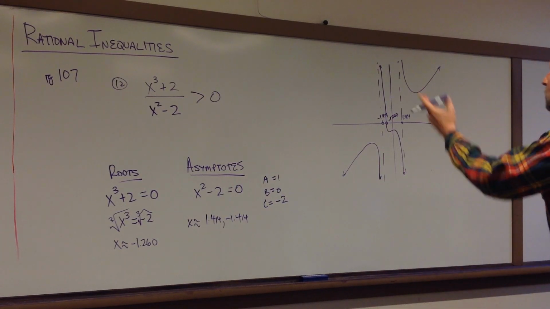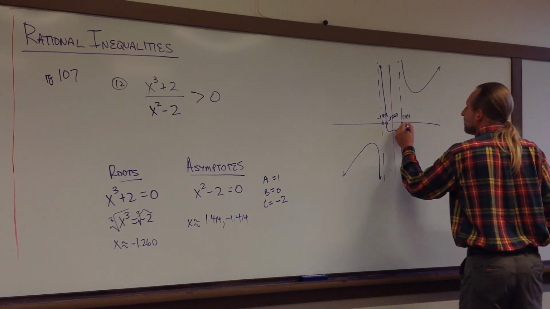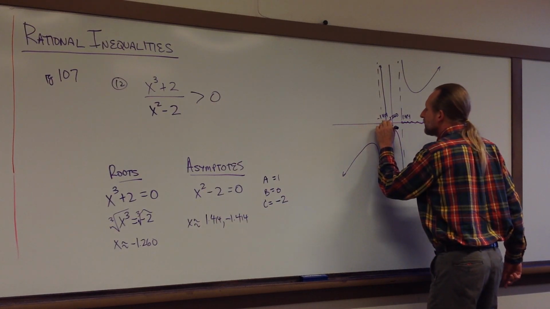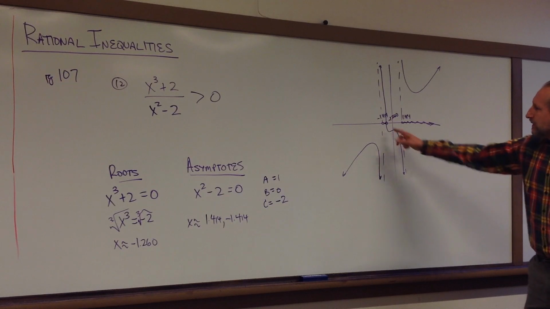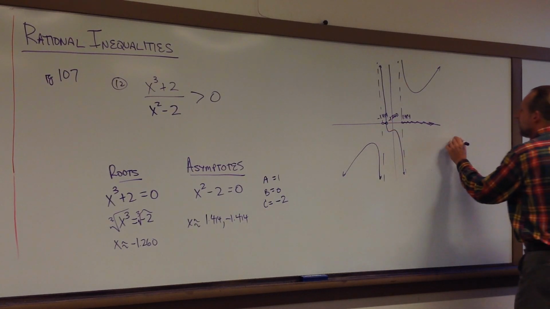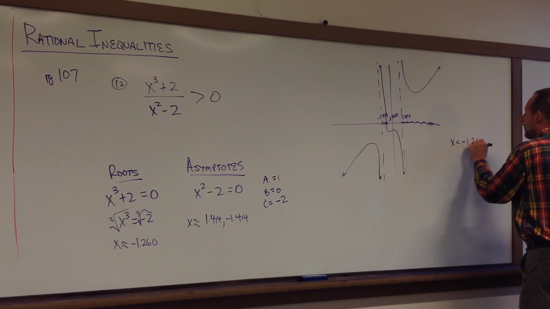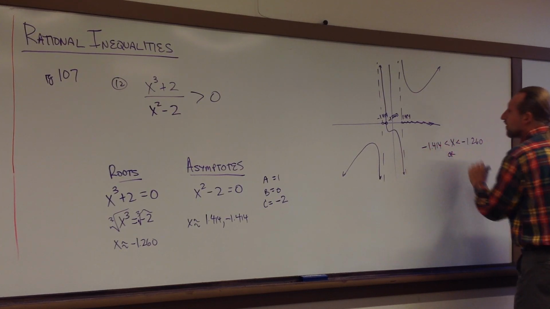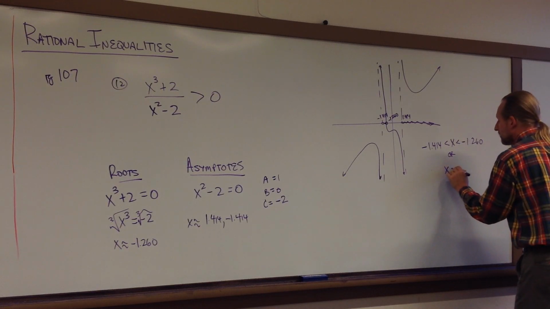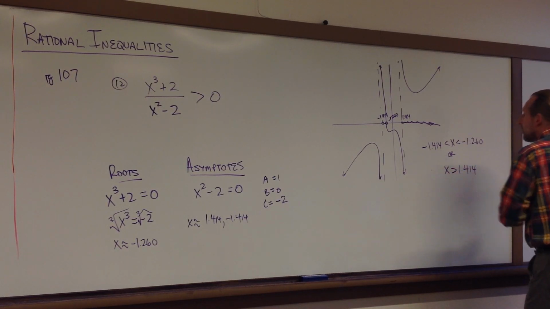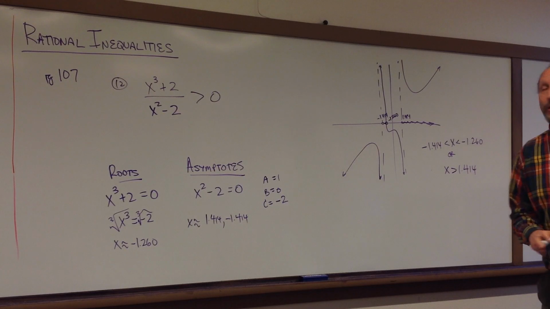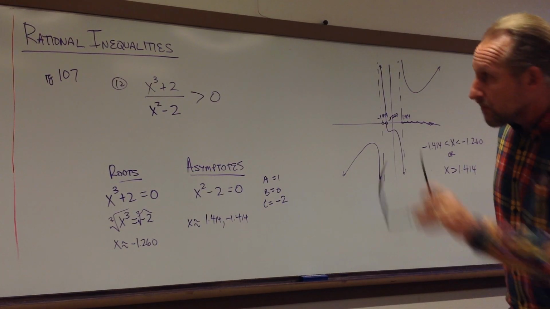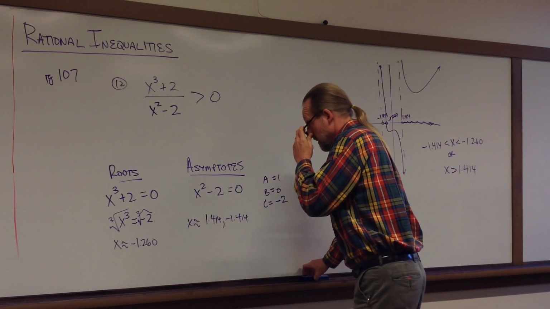So now we're ready to answer the question, where is y positive? So that's going to be this region out here. And it looks like this little tiny region in between those 2 points right there. So that's x less than negative 1.260, but greater than negative 1.414, or x greater than positive 1.414. So that's it for number 12. Let's keep moving here.